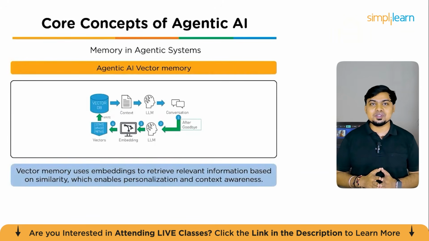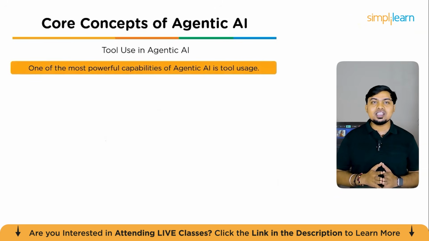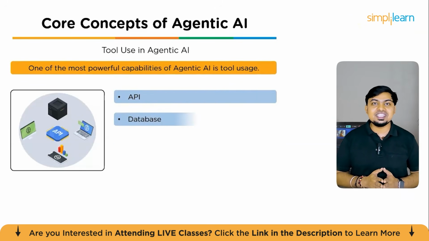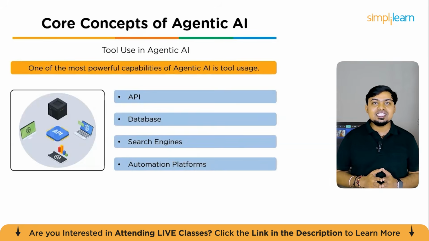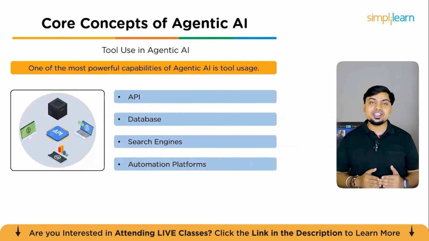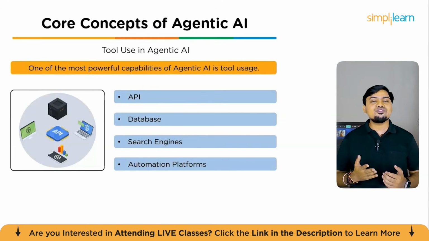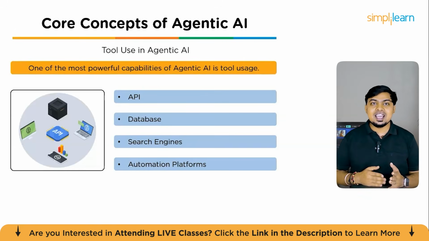Now, tools in agentic AI. One of the most important and powerful capabilities of agentic AI is tool usage. AI agents are not limited to their internal knowledge. They can interact with external systems like APIs, databases, search engines, software applications, and automation platforms. This transforms AI into a system that can actually perform actions. For example, instead of estimating a calculation, an AI agent can call a calculator tool and return the exact result. This significantly increases reliability and real-time usefulness.